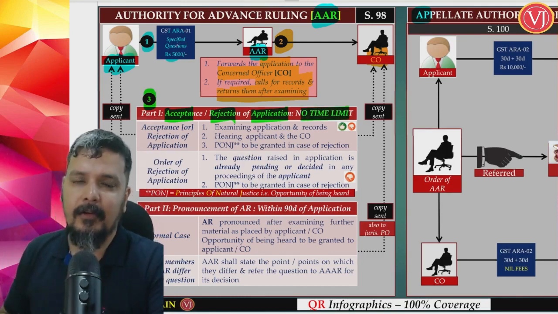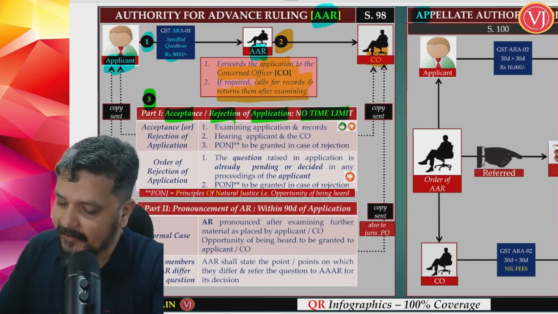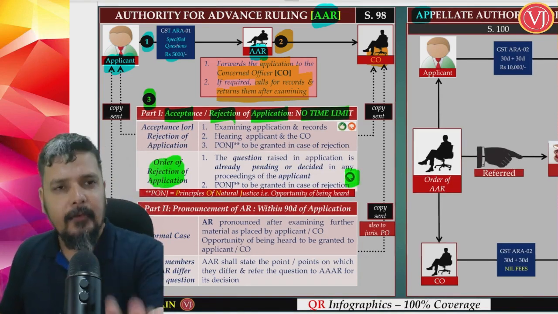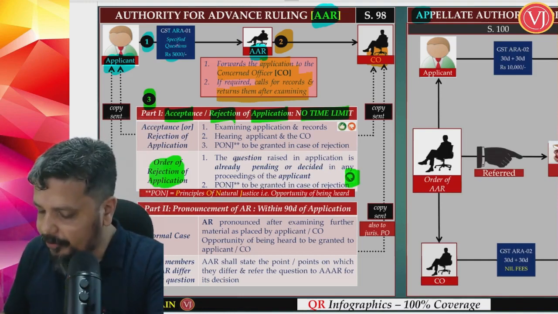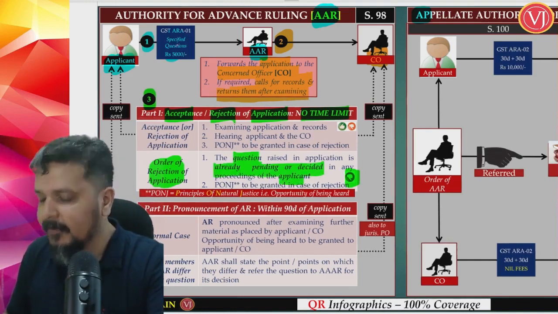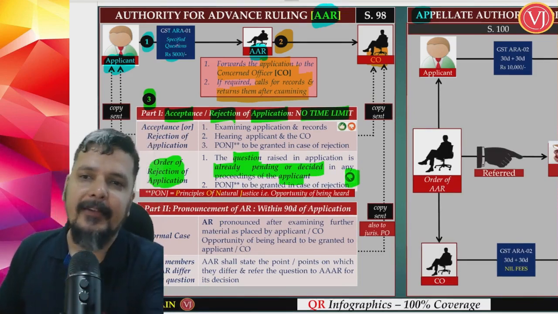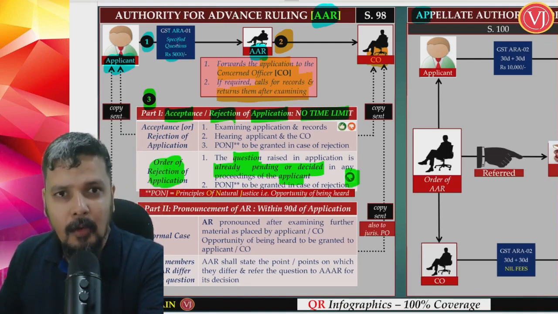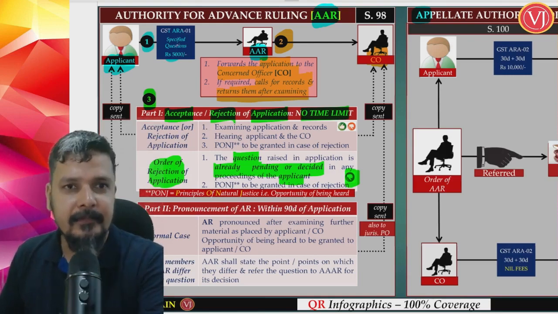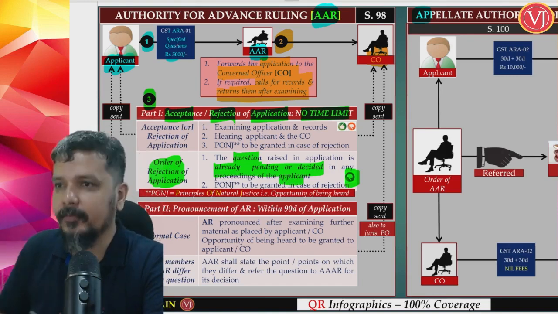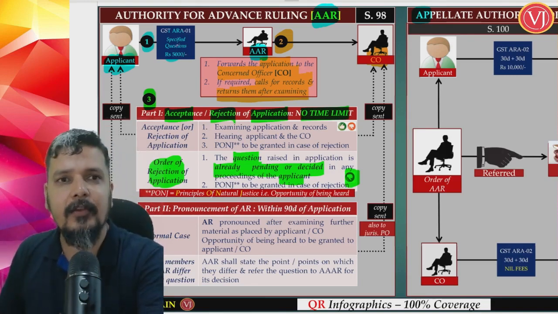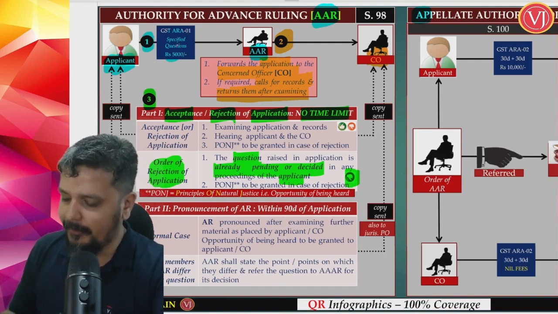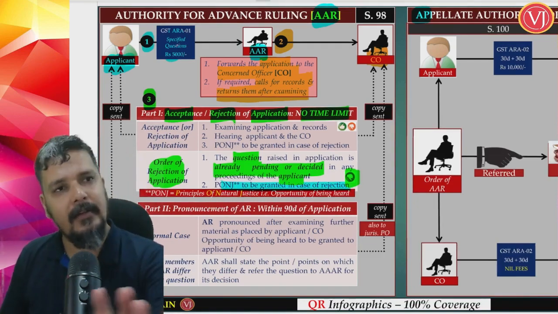Now, there are two types of acceptance and rejection. One, there is a mandatory rejection, which means A square R has to say, no, you cannot come, if the question being asked is already pending for the same applicant or already decided for the same applicant. A square R will say, the issue that you have asked is already pending for you or already decided for you by some other authority. I cannot touch it. It should be an untouched issue. If it is an issue which is already touched, whether decided or even if pending, A square R will say no, I cannot take it. Obviously, there will be the principle of natural justice, no doubt, but it will reject it.